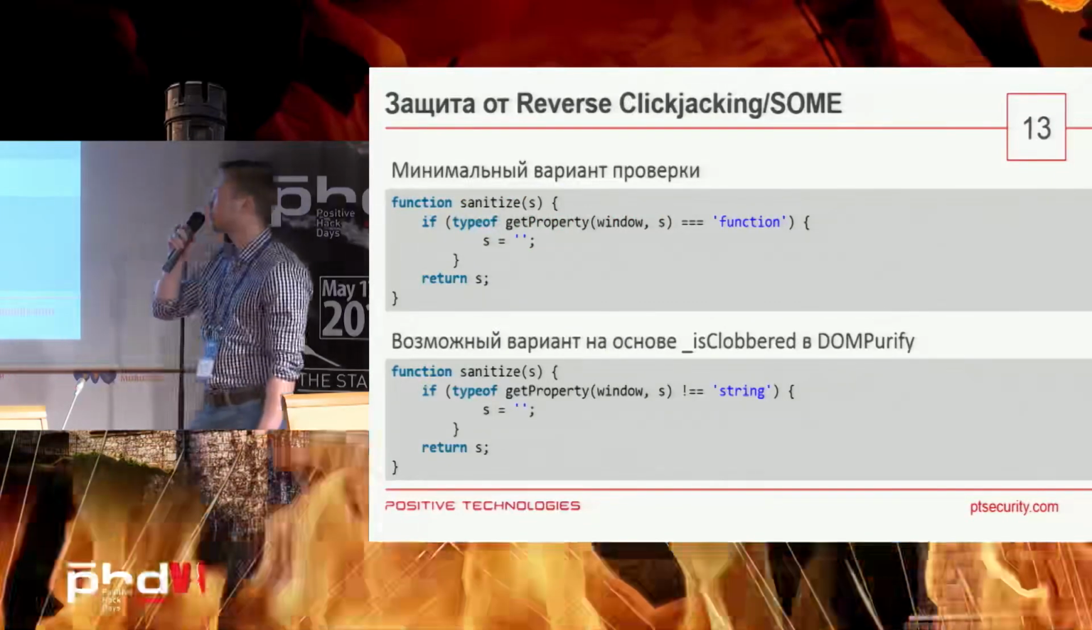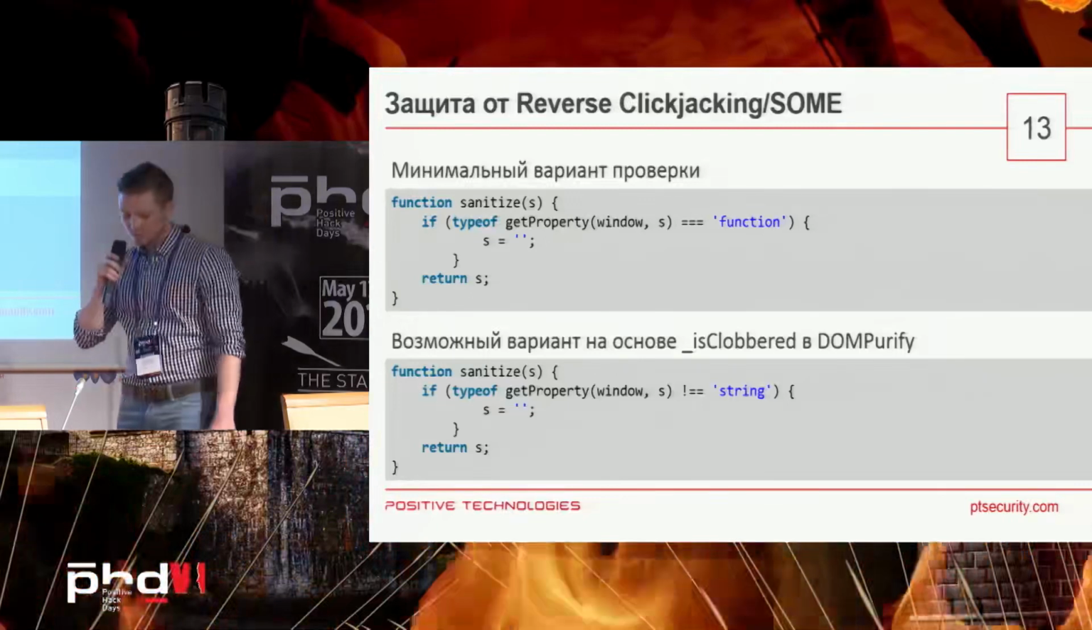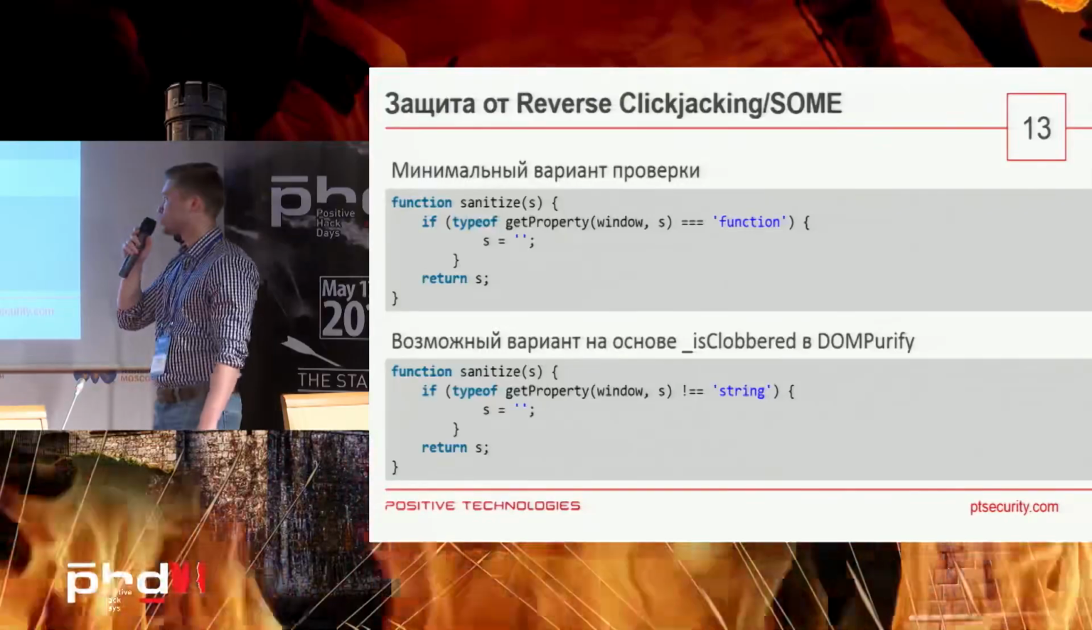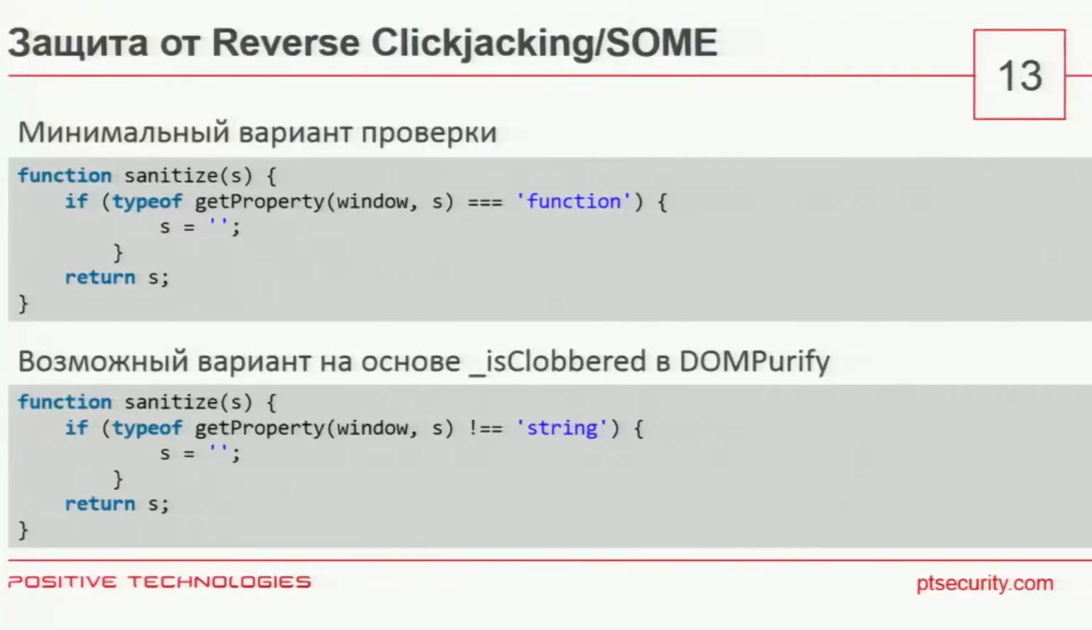It can look like this. We check that there is a property in the window object. We can also use our DOMPurify blacklist.